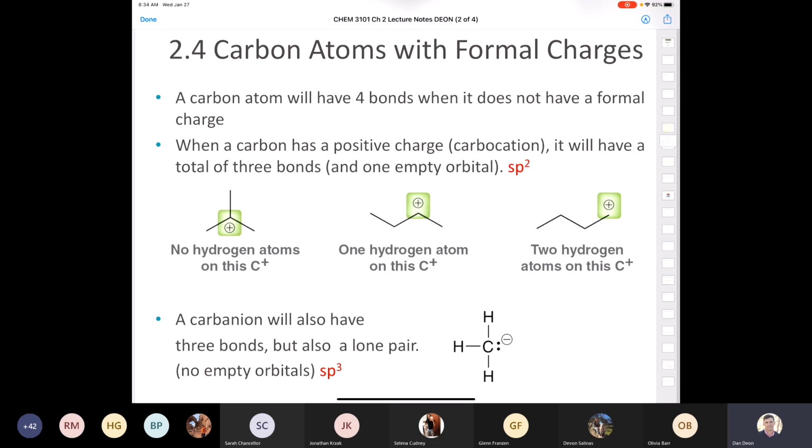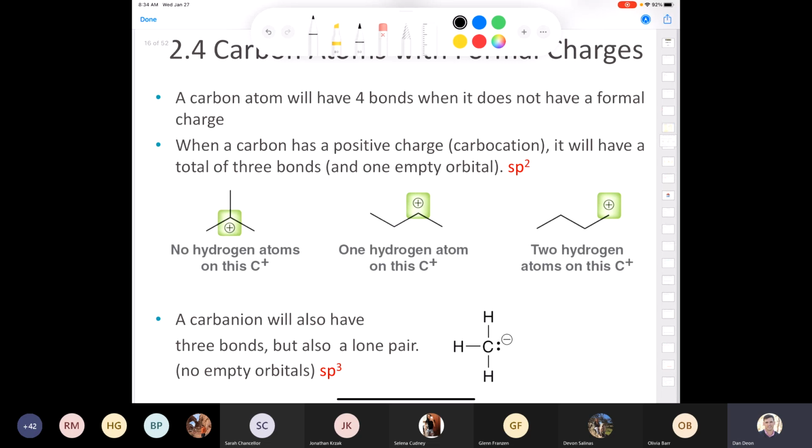All right, it says here, a carbon is going to have 4 bonds when it does not have a formal charge, right? Just think about the simplest possible organic molecule, which is methane. I'll draw it here. I have to draw it kind of small, but the carbon has 4 bonds, 1 to each hydrogen. And we know that since carbon has 4 valence electrons, it's got 4 sticks and 0 dots. That means it's going to have a formal charge of 0.